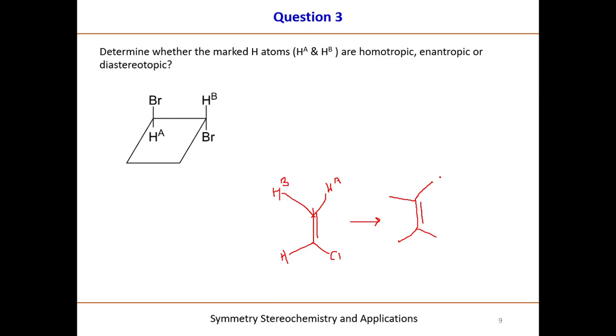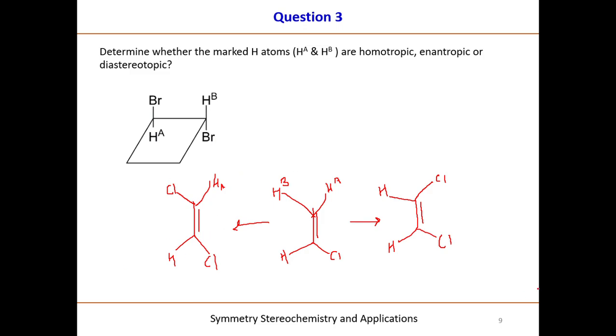So here we have two Cl groups in this molecule, Cl, Cl, hydrogen and hydrogen. Okay. Now let's talk about the other possibility. Let's replace HB by a chlorine atom. So here we have chlorine, chlorine, hydrogen, and this is a double bond. Okay. Now let's see here.